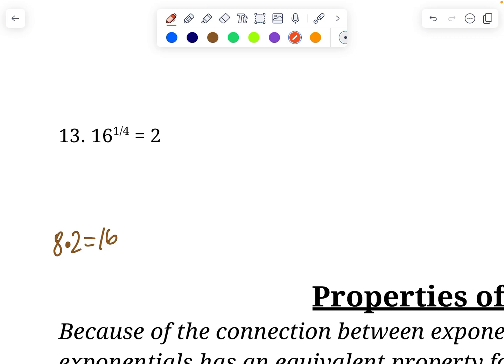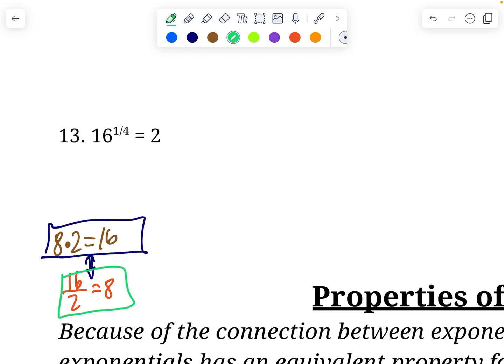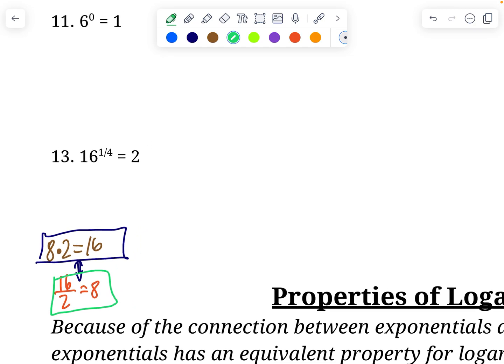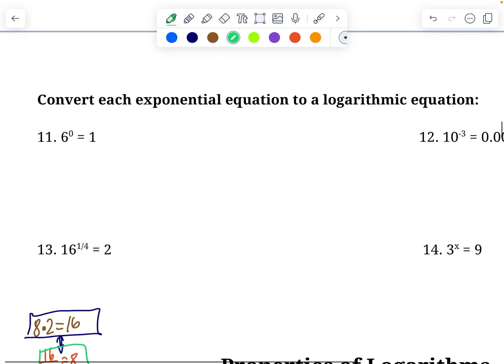Hey, 8 times 2 is 16. Oh, 16 divided by 2 is 8. Those are basically the same thing. One of them is just viewing it as a multiplication problem or a multiplication fact. The other one is viewing it as a division fact. If you know the division fact, you can write the multiplication fact. If you know the multiplication fact, you can write the division fact. Because they're inverse operations, you can flip back and forth. The same thing is true with logs.